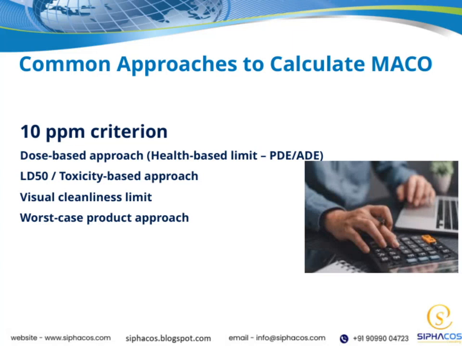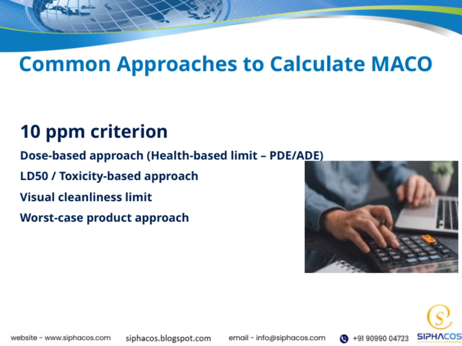Now let's look at some of the key approaches used to calculate MACO, or Maximum Allowable Carrying Opportunity. First, we have the 10 ppm criterion, which is a simple threshold often used to ensure safety. Next, there's the dose-based approach, which involves a health-based limit, typically the PDE or ADA, that helps determine safe exposure levels. Then, we have the LD50, or toxicity-based approach, where we look at the dose that causes death in 50% of test subjects to assess risk.